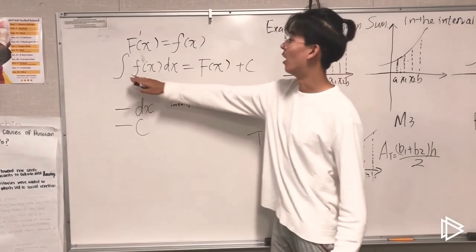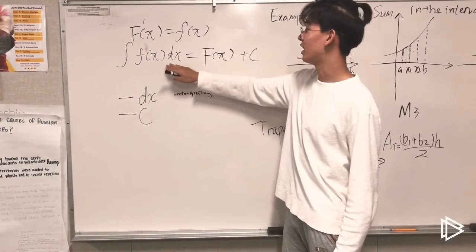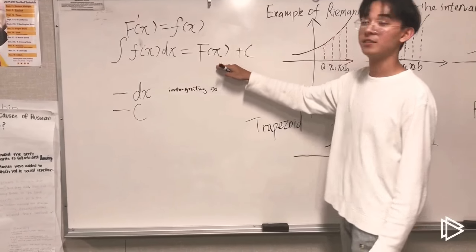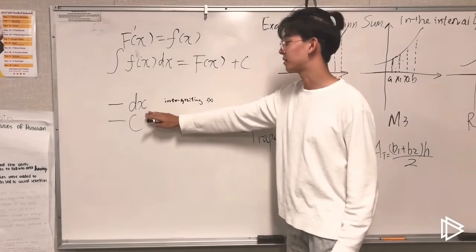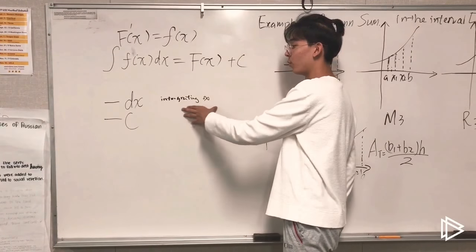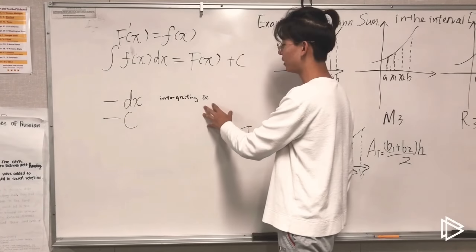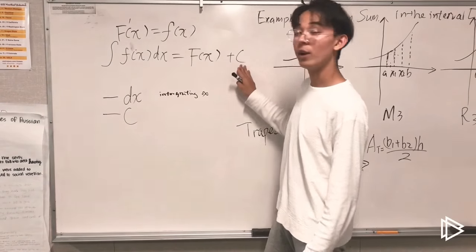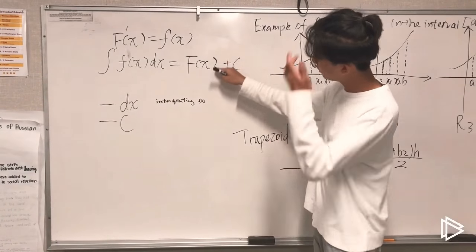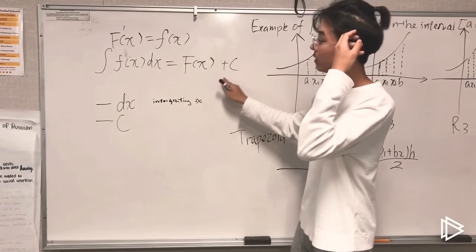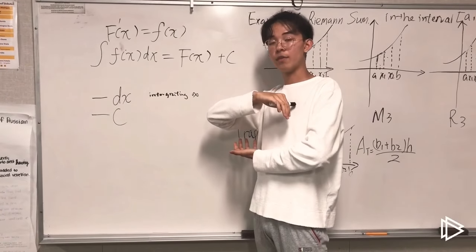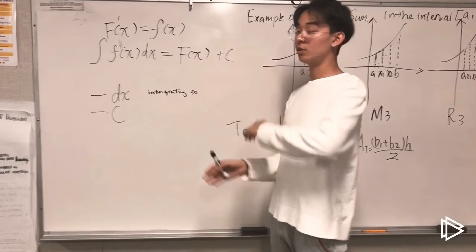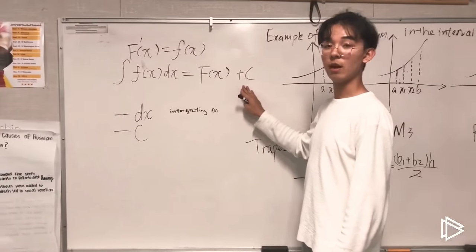The first integral: the integral of f(x) dx equals F(x) plus C. So what is dx? dx means we are integrating with respect to x. It also means the derivative of x. The reason we have a C right here is because the derivative of C is 0, and the derivative and the integral are inverse to each other. So that's why we must have a constant value C.